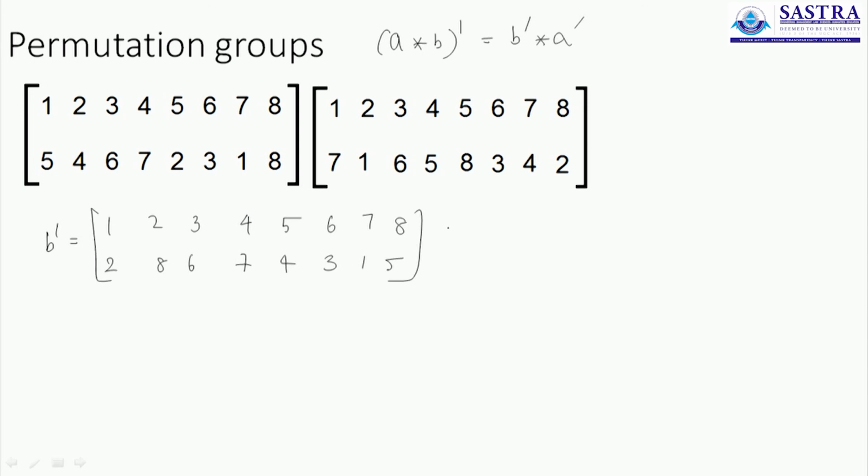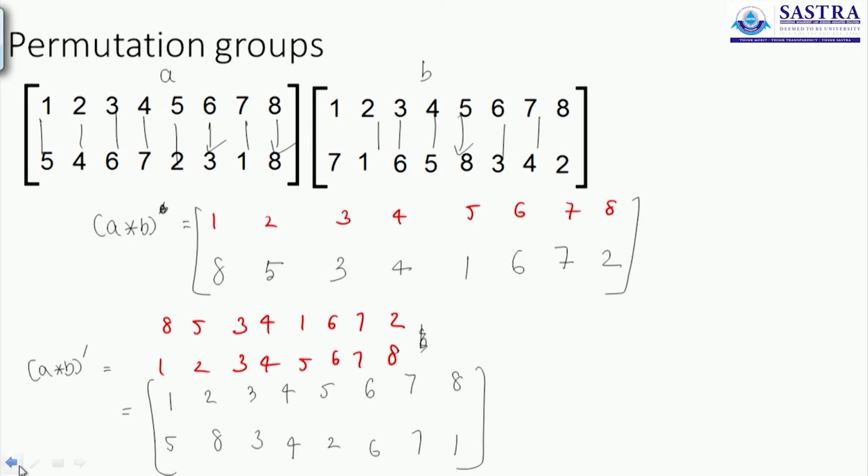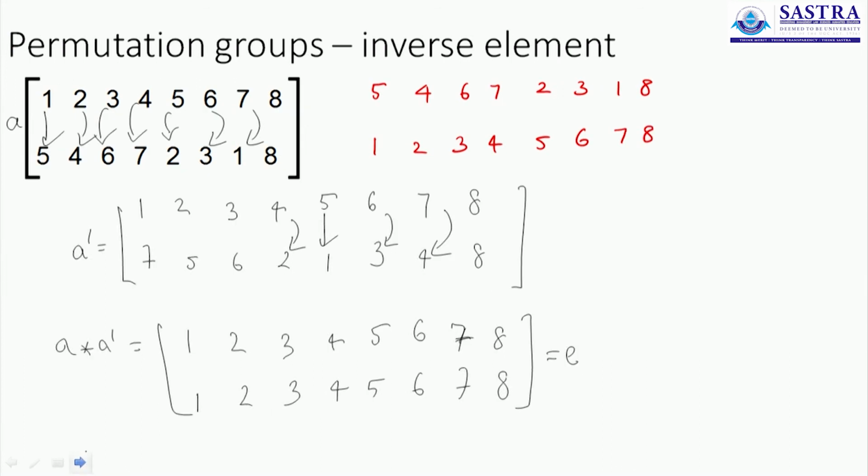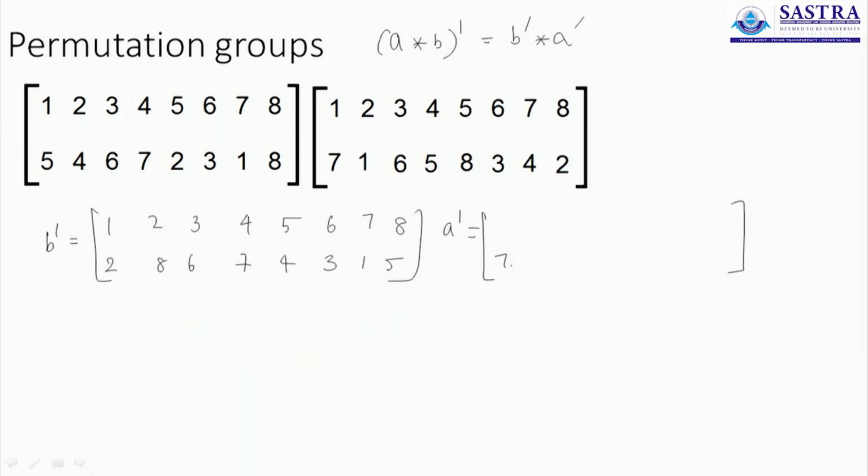We also had A dash some time back. What was A dash? We had A dash somewhere here. Yeah, A dash is 7 5 6, 2 1 3 4 8. Yeah, 1 2 3 4 5 6 7 8. All right. That is your B dash and that is your A dash.